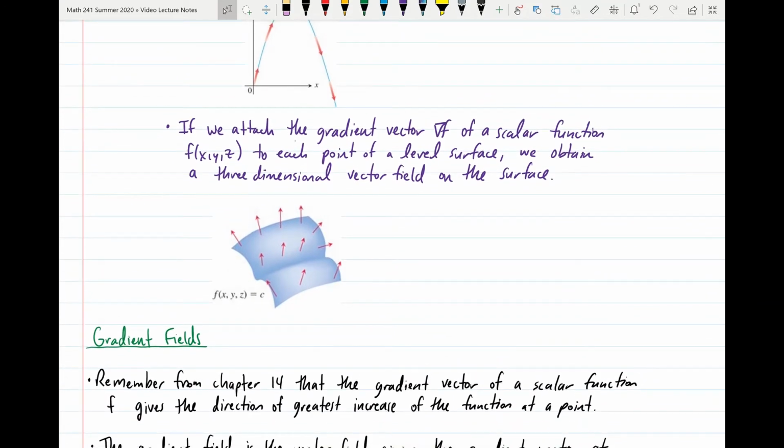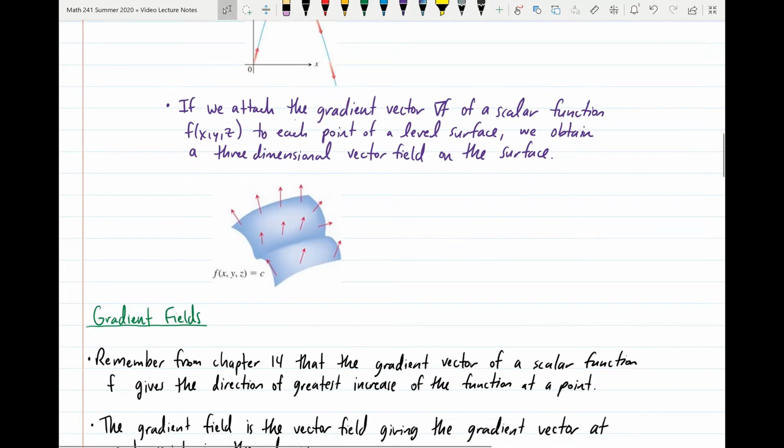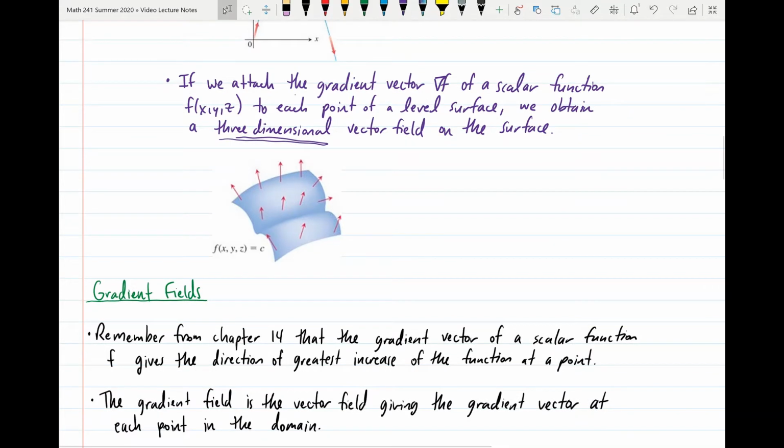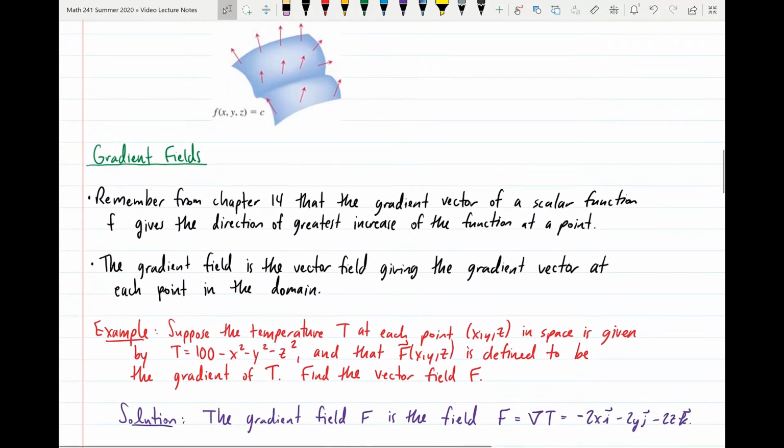Also, here's another one that we've talked about. If we attach the gradient vector of a scalar function f of x, y, z to each point of a level surface, we obtain a three-dimensional vector field on the surface. So again, the gradient vector is a vector that's going to be assigned to each of the points on a level surface, and in that way we have a vector field that is in 3 dimensions but defined on a surface inside of 3 dimensions. So that would be another example of a vector field that we've already talked about.